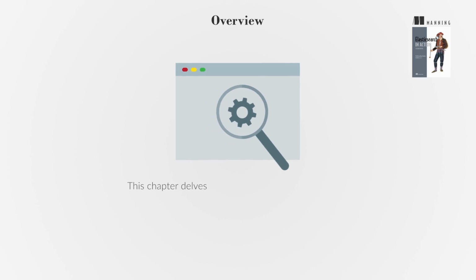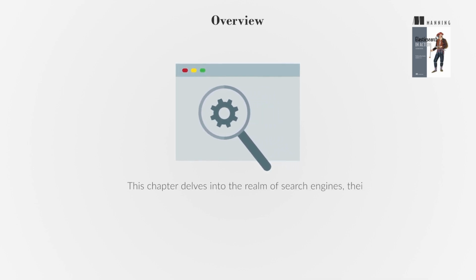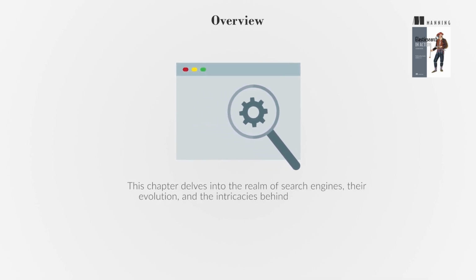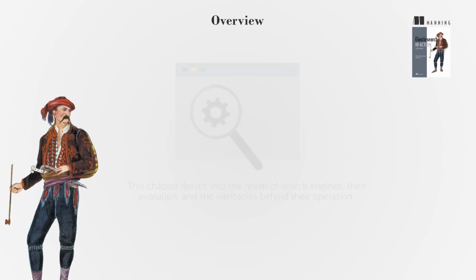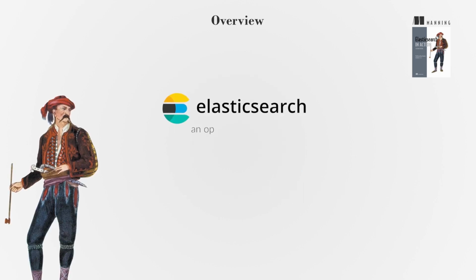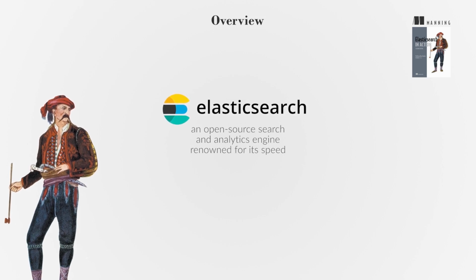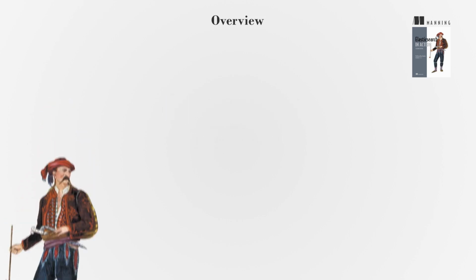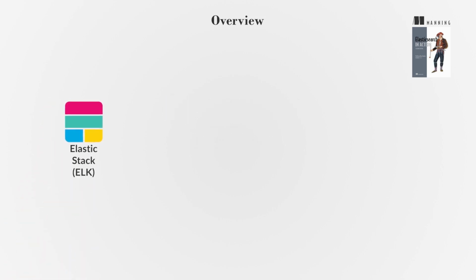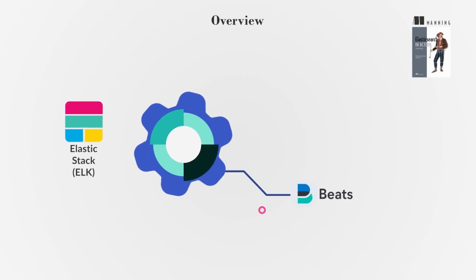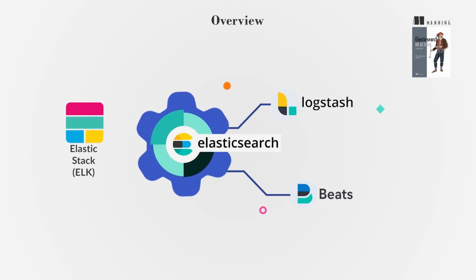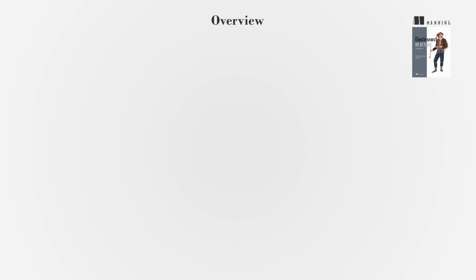This chapter delves into the realm of search engines, their evolution, and the intricacies behind their operation. We will introduce Elasticsearch, an open-source search and analytics engine renowned for its speed, and discuss its features, applications, and adoption. We will also provide an overview of the Elastic Stack, which includes Beats, Logstash, Elasticsearch, and Kibana.